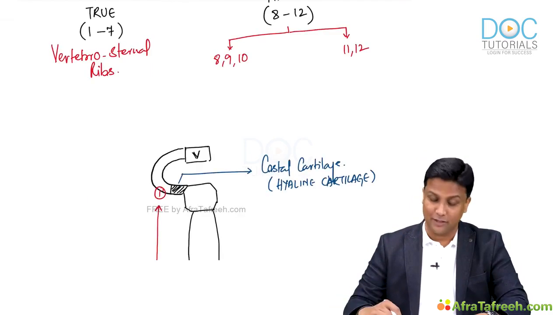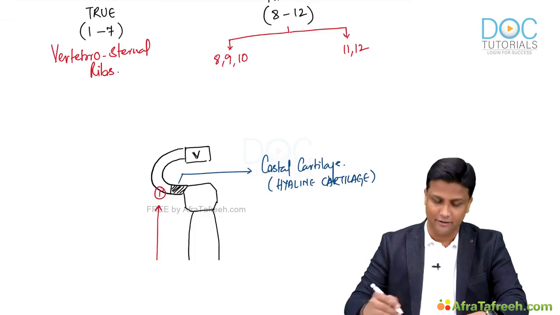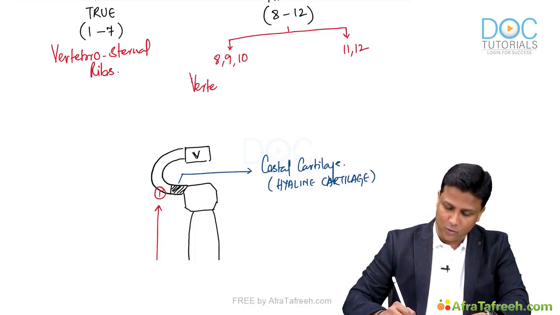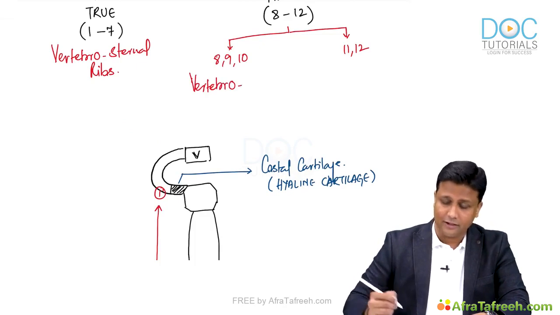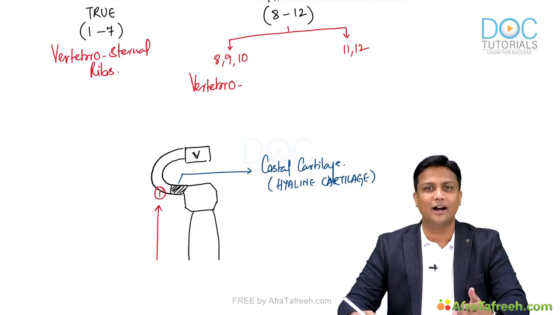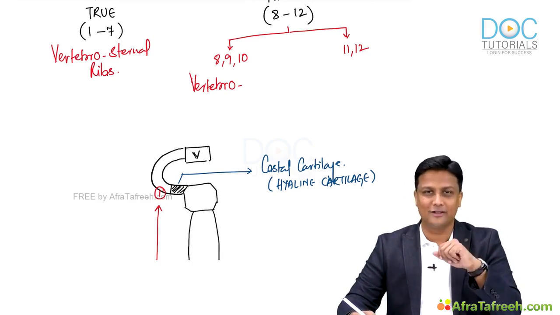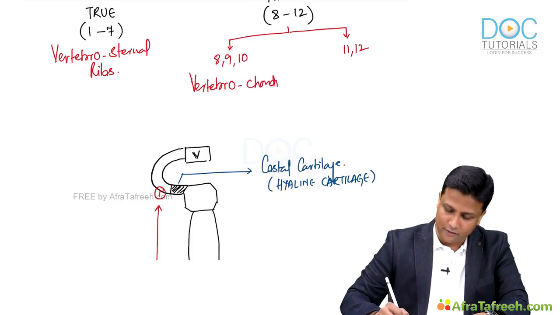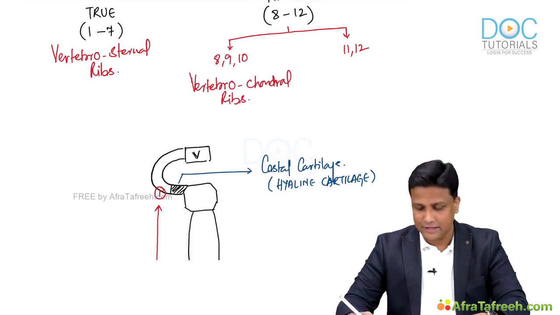Okay. What should be the name of these ribs here? 8, 9 and 10. They start from the vertebrae behind, so that is why vertebro, and they come and get attached to the cartilage. Now recall, what is the other name of the cartilage? It is also known as chondrus. So that is why vertebro-chondral ribs. They are known as vertebro-chondral ribs, 8, 9 and 10.